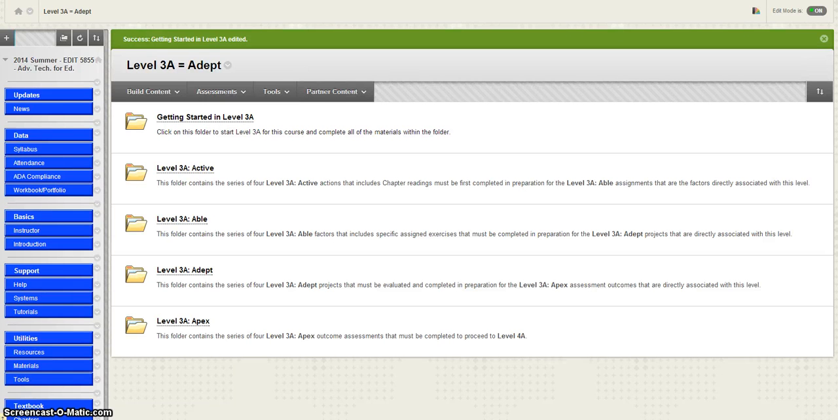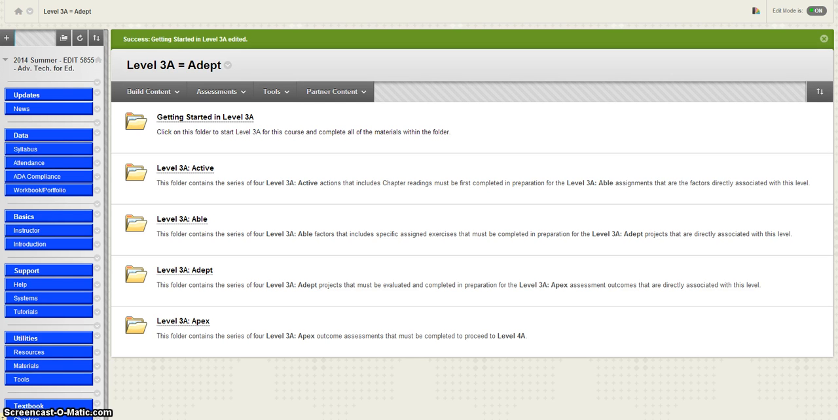Hello class, you are now at level 3A, the Adept level. At this level, you have moved beyond active, where you were just starting and you were basically an amateur. Then you moved to able, where you are able to use a lot of the tools and characteristics in the class. Now you're becoming much more fluent with the technologies and the various elements in the course structure.